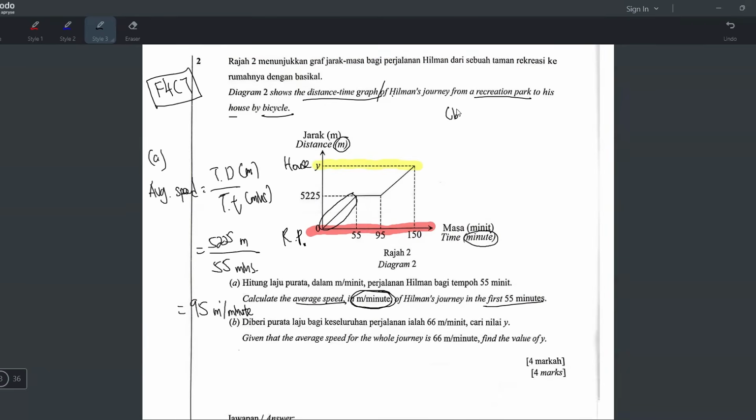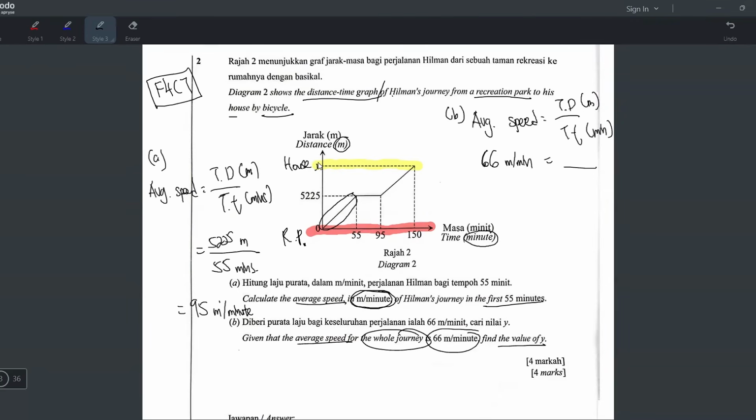Okay, I'm gonna continue. B. Given that the average speed for the whole journey is 66 meter per minute, find value of y. Same method lah, same formula. Still the same formula, average speed equals to total distance divided by total time. Okay, but the average speed this time is given is 66, and the unit is meter per minute. That means the total distance have to put in meter, total time has to put in minutes. And guess what? This is for the whole journey. So what is the total distance for whole journey?